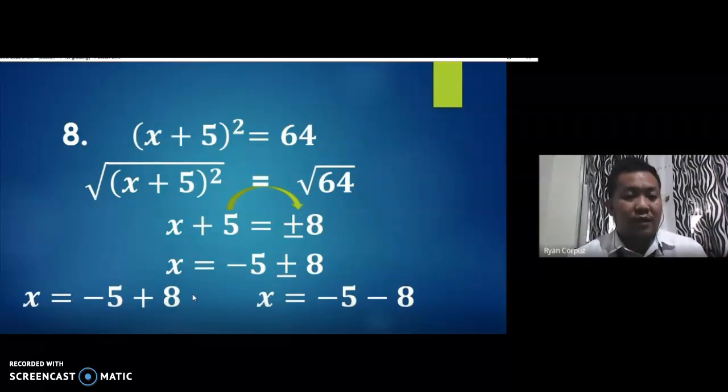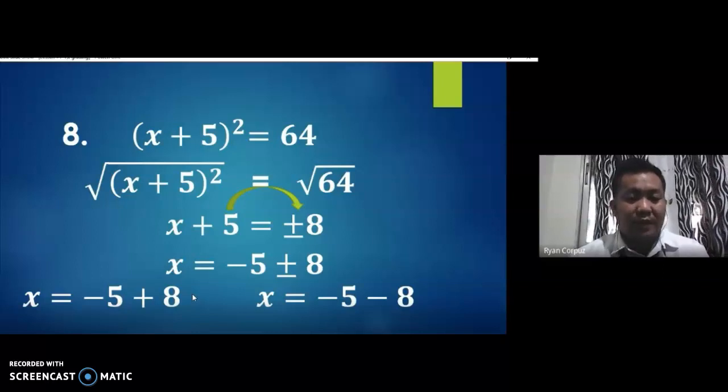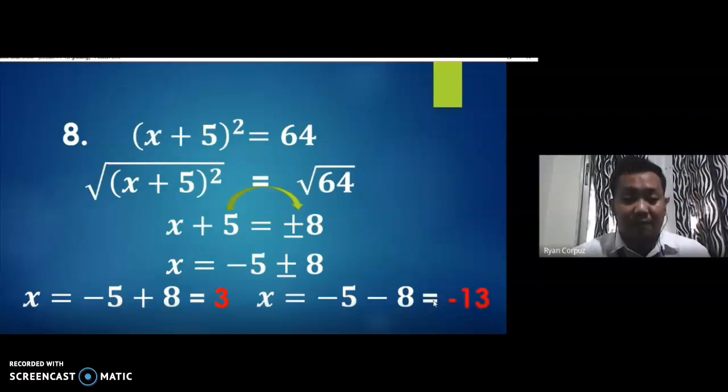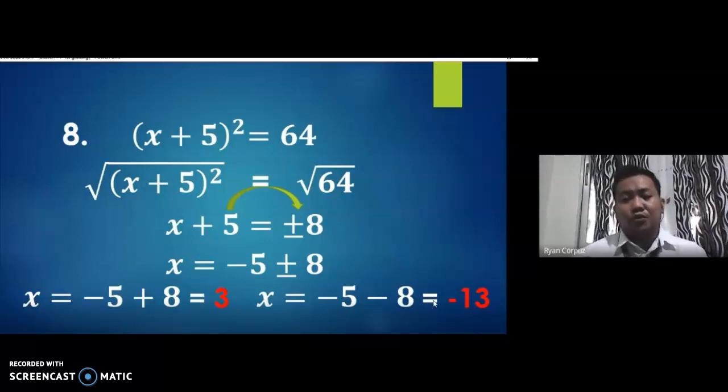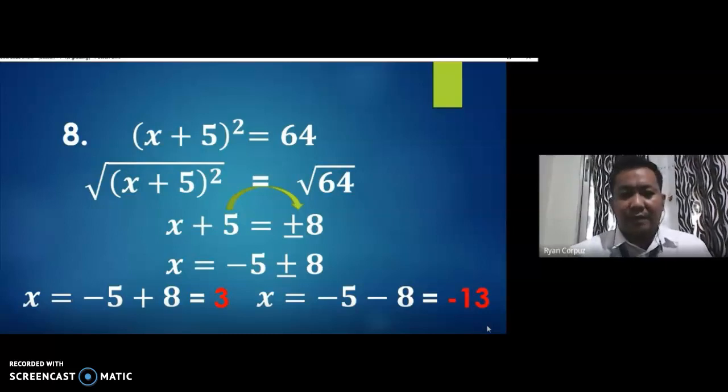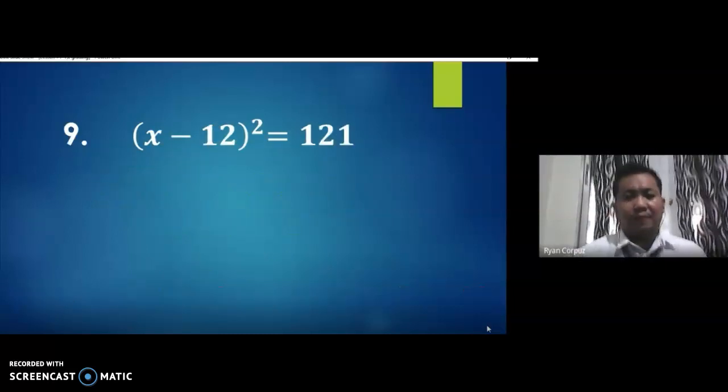So, for the first equation, when you answer negative 5 plus 8, we'll come up with an answer which is 3. And when you get the answer to negative 5 minus 8, you come up with the answer which is negative 13. So look at its solutions. It's not the same number na pinagkaiba ay positive, negative. It's two different numbers. So one of the solutions is 3, the other solution is negative 13. You have any questions?